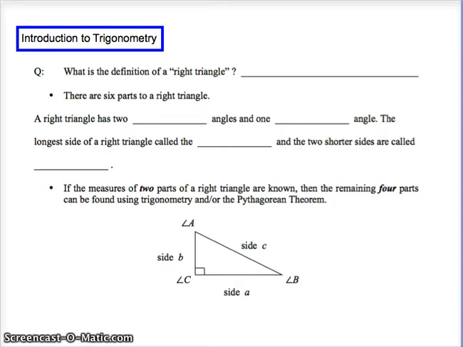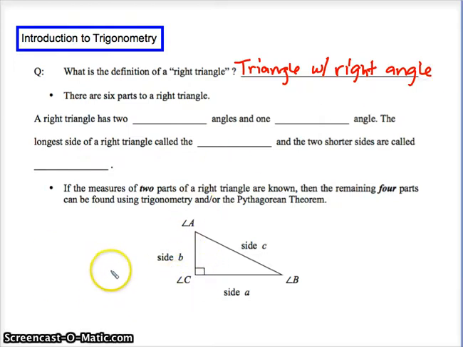So let's talk about what exactly is a right triangle. Well, a right triangle is a triangle with a right angle. It's important that that right angle is marked on the triangle, or we are told that that angle is 90 degrees. We cannot assume that an angle is 90 degrees. We must be told.